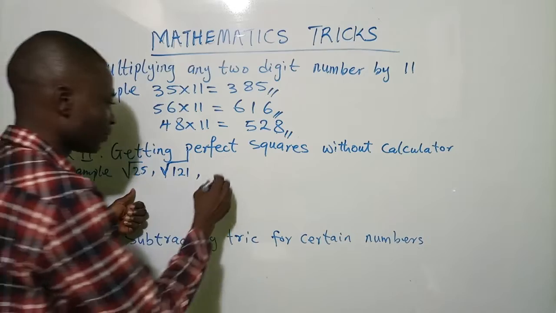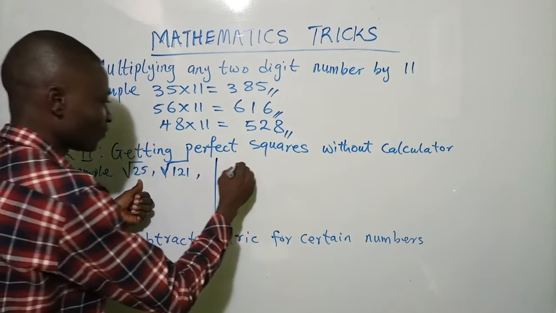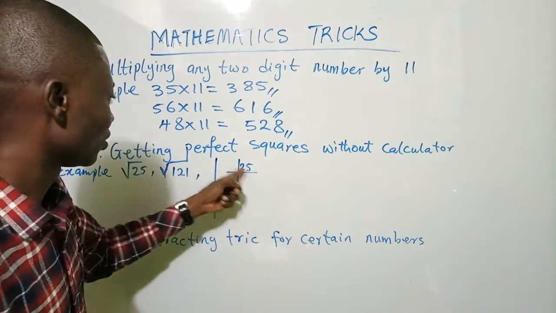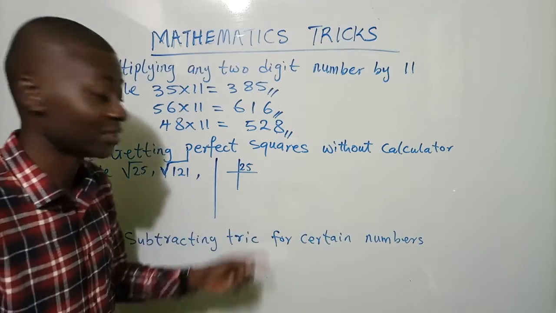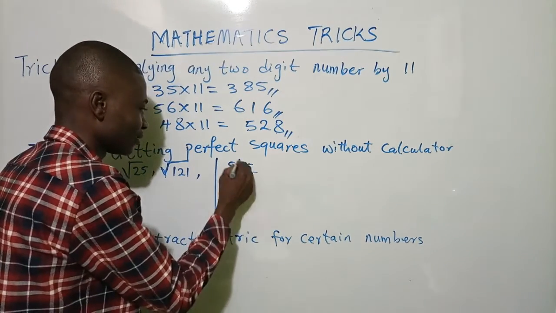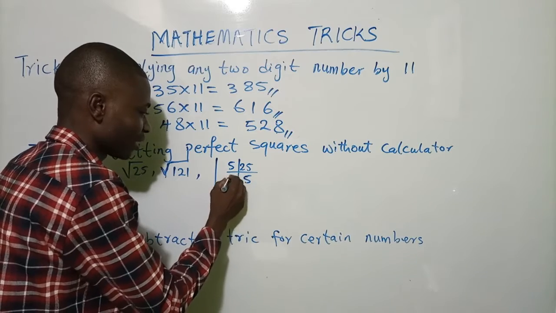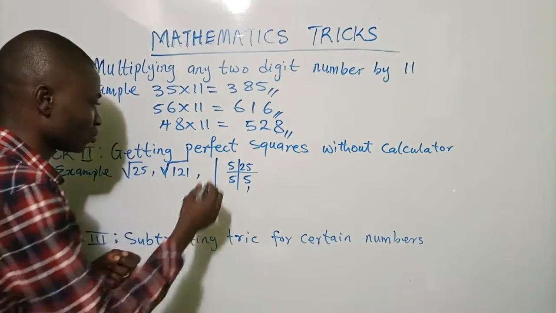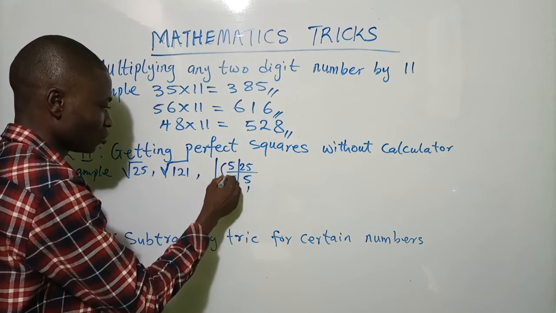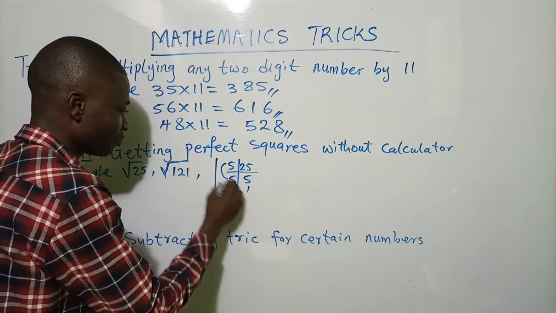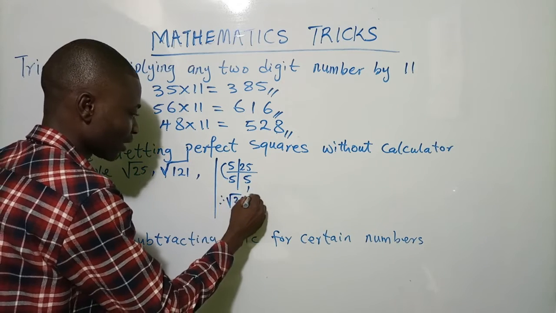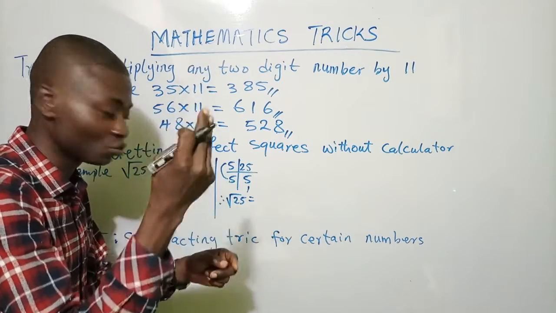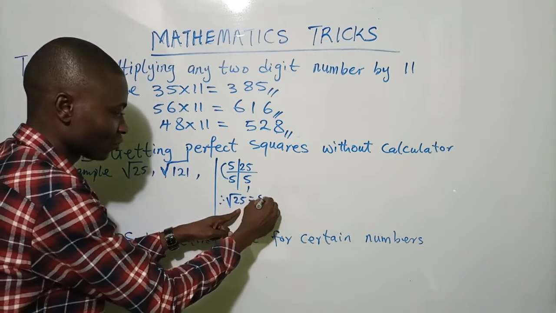All you need to do is take this 25 and go as if you are finding the LCM. Look at what number will divide this. 2 cannot divide this, 3 cannot, but 5 can. So 5 here, and 5 can divide 5 again, giving 1. Since this is a square, we group them in 2s. So for the square root, you just take 1 of each pair. That gives us 5.